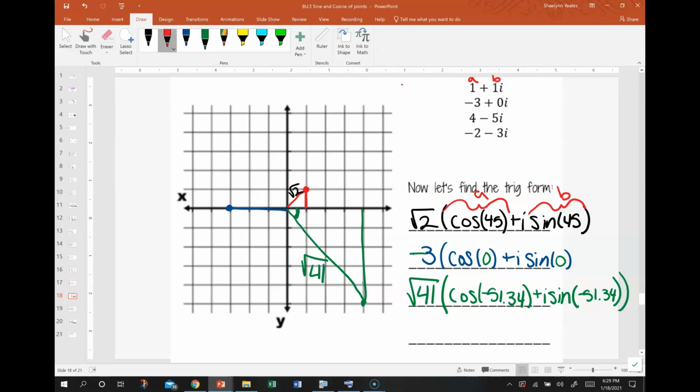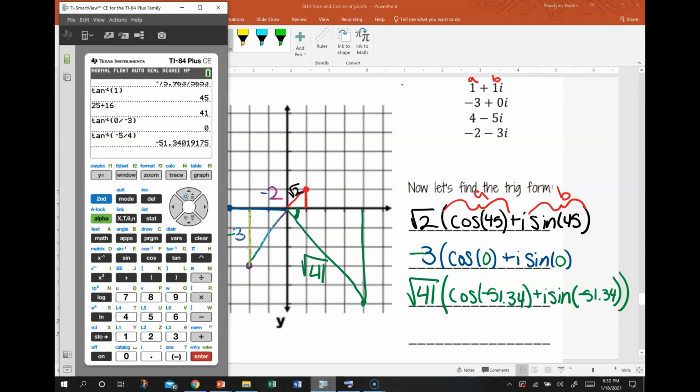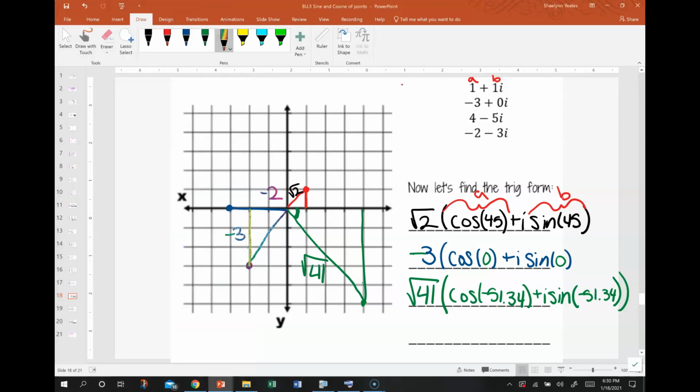Okay, and we're going to do the last one. So it's going to be negative 2, negative 3. So this point right here. So we make our pretty little reference angle. This is negative 3. This is negative 2. So our r is going to be the square root of 2 squared plus 3 squared. So that's 4 plus 9. I think that's 13. So we've got the square root of 13 times the cosine of our angle plus i sine of our angle.